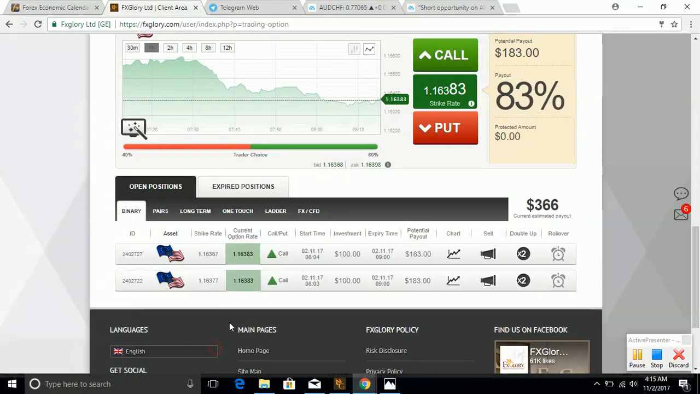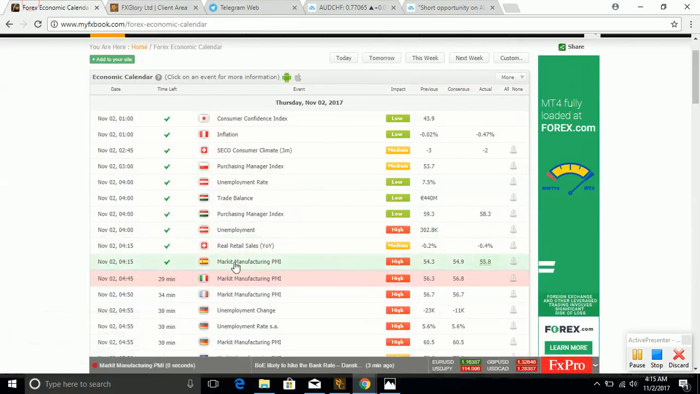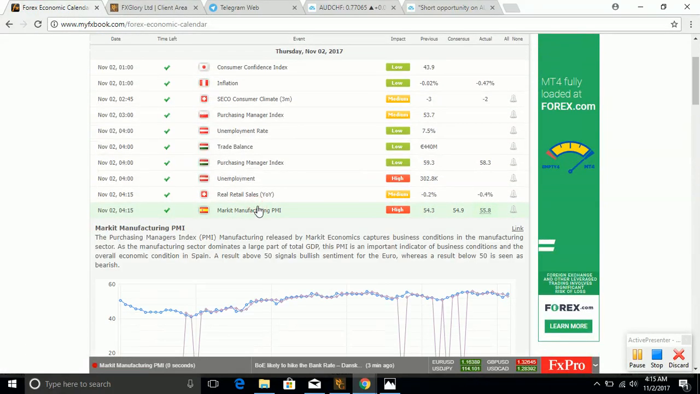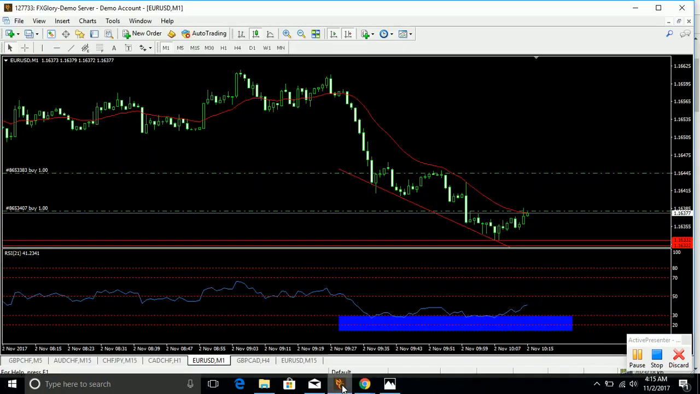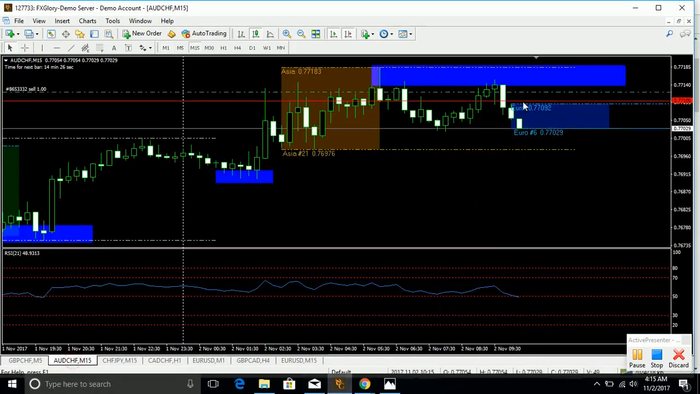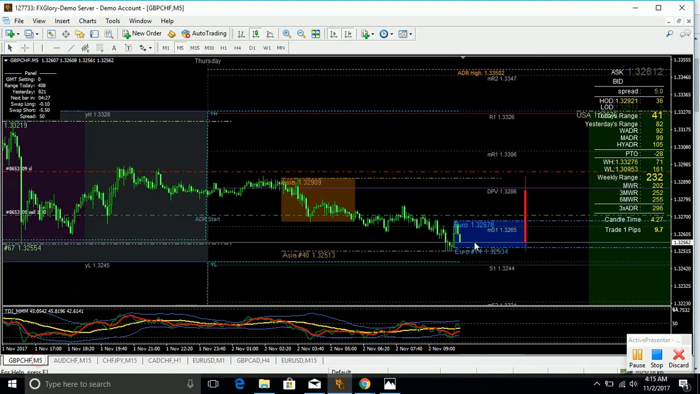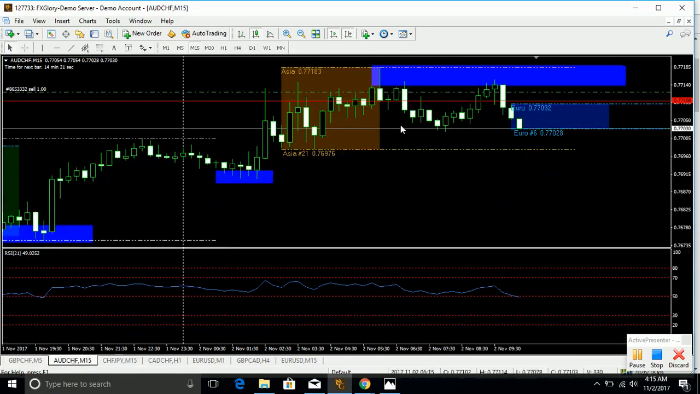Here, I just heard it, some news release just came out. So here we had manufacturing marketing PMI, as well as the Swiss franc retail sales. So let's go look here at the Swiss franc pair. The Swiss franc pair is really going to start moving now in our direction. We have the sell on the pound CHF and the sell on the Aussie CHF.